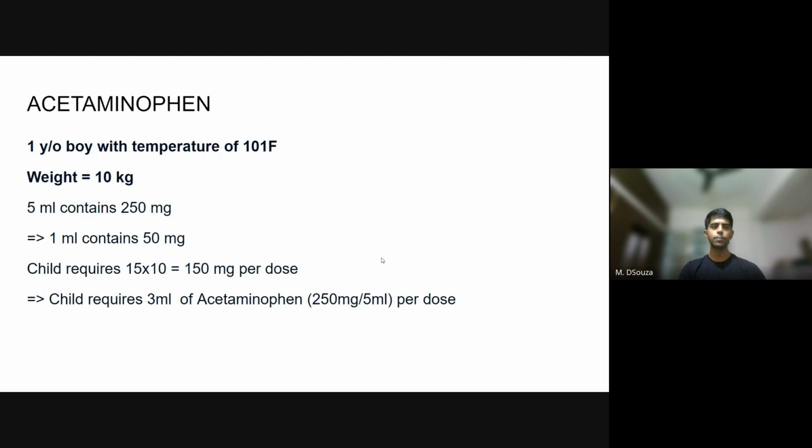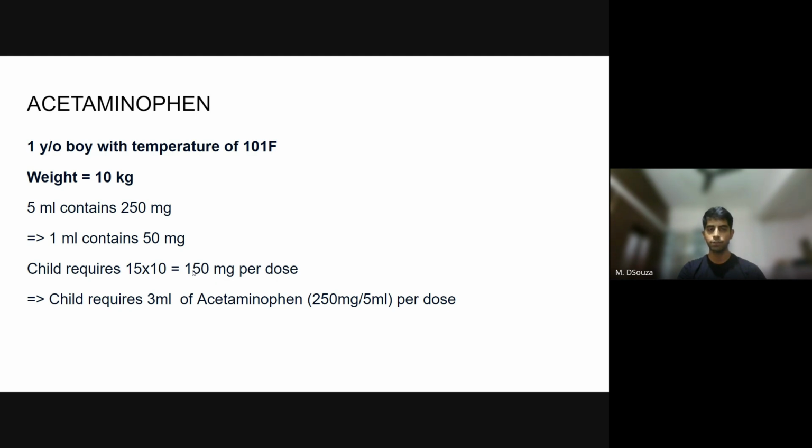So just to give you an example, for a 1-year-old child weighing 10 kg, considering you only have 250 mg syrup, we've established that for 5 ml, 250 mg is available. So that would say that for 1 ml, we have 50 mg of paracetamol there. For a 10 kg child, you would give 15 mg per kg. So that's 15 into 10. That is 150 mg per dose.